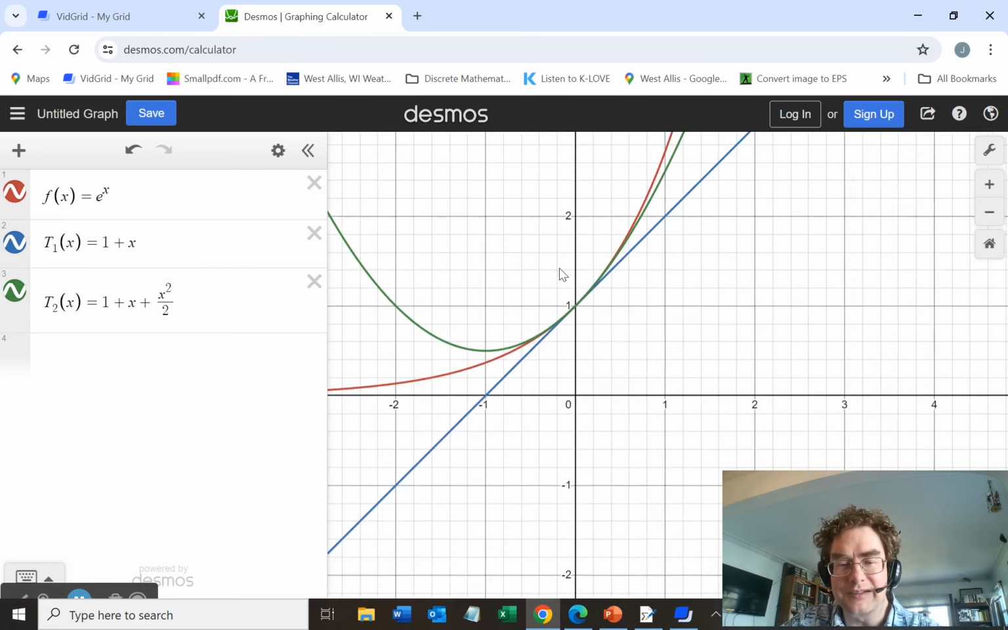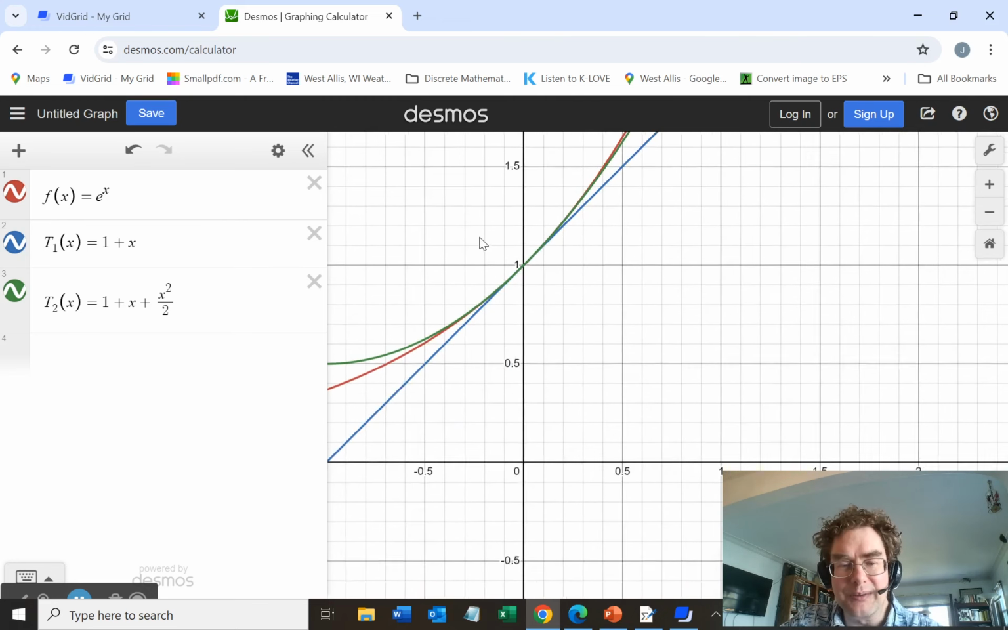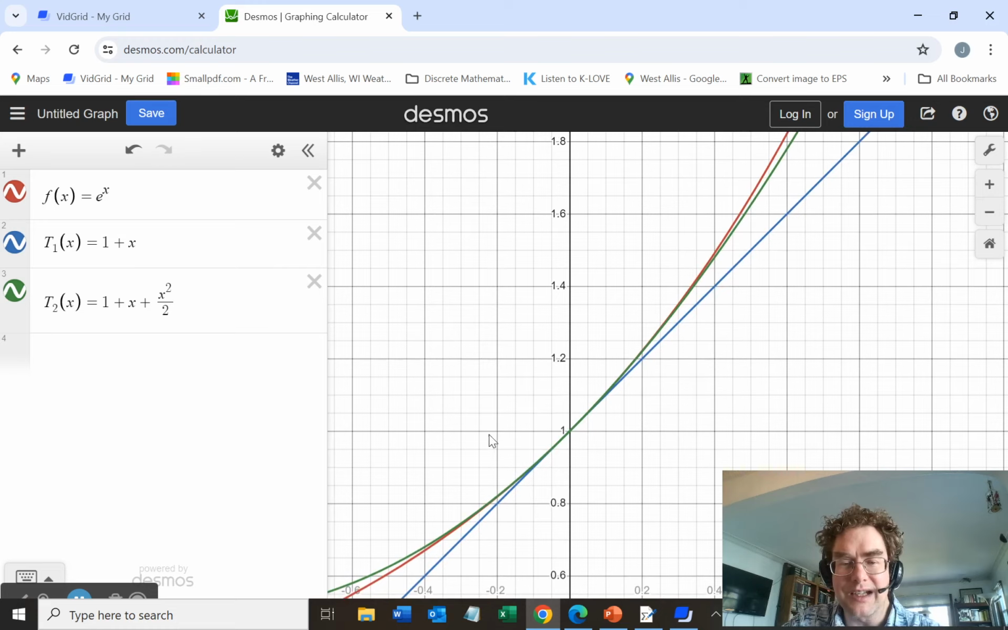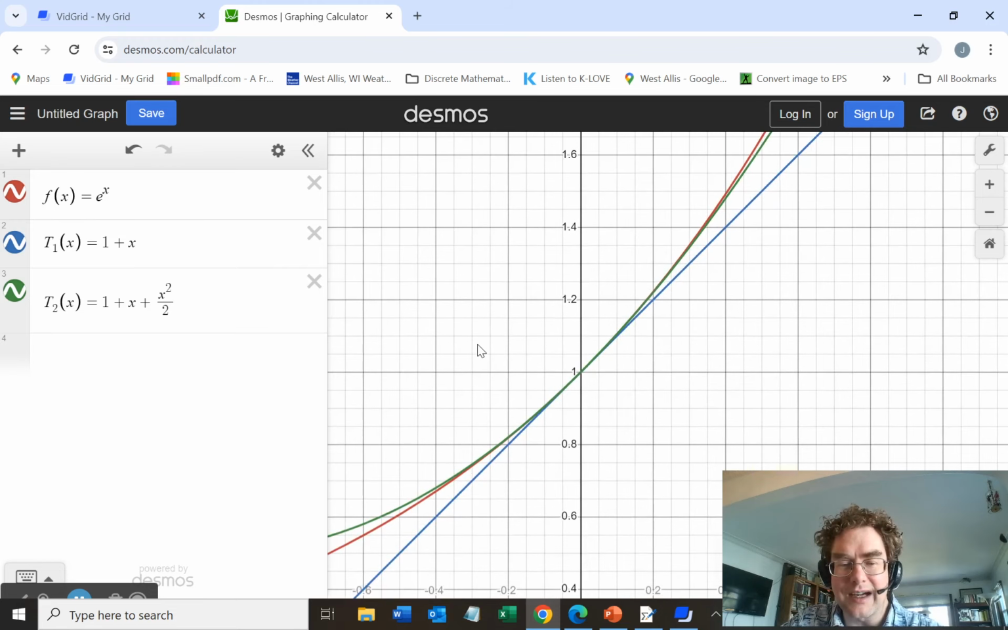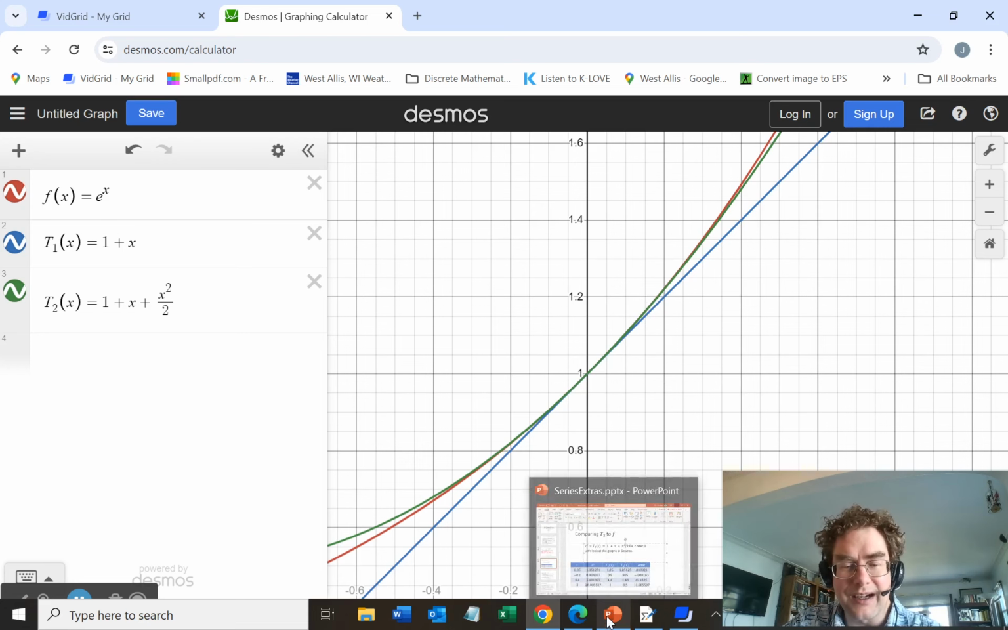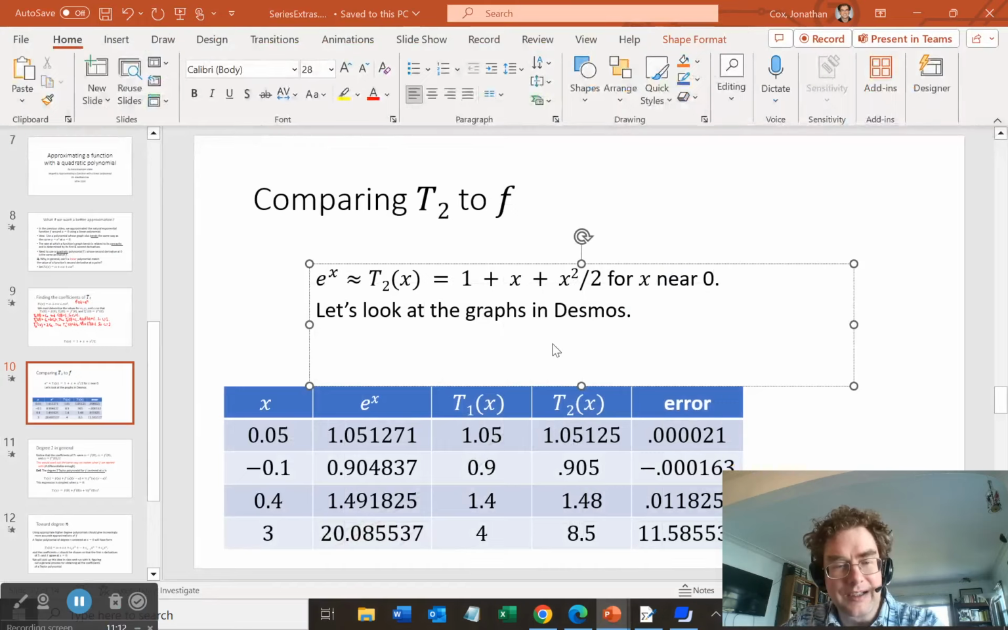As we zoom in again, of course, the more you zoom in, the greater accuracy all approximations have. But if we look at this kind of scale, you can see the degree 2 green one is pretty much right on top of the graph of the exponential, whereas the blue one you can already see is veering away, even on this small scale. Okay, so degree 2 is helping us out quite a bit here.